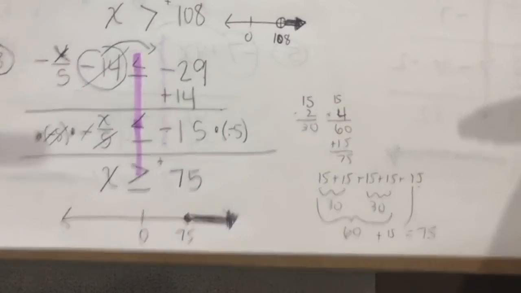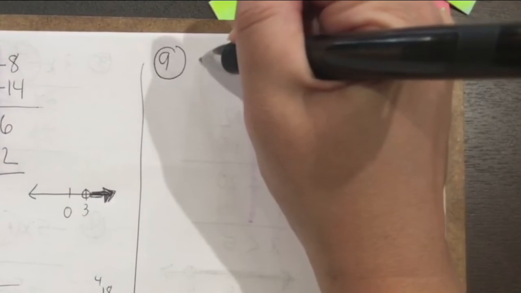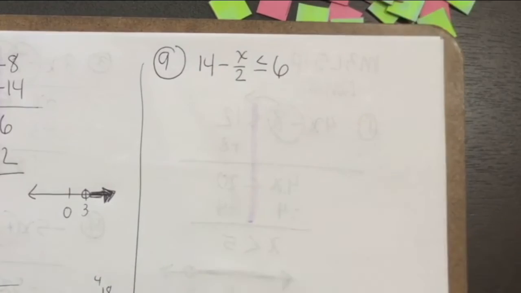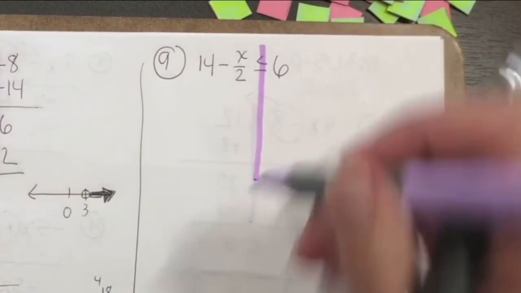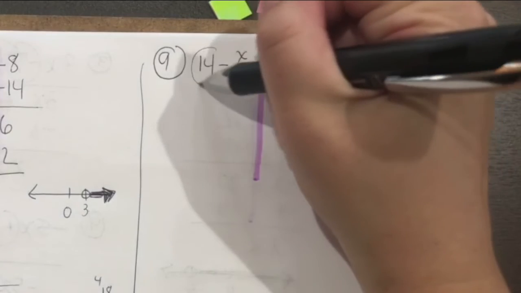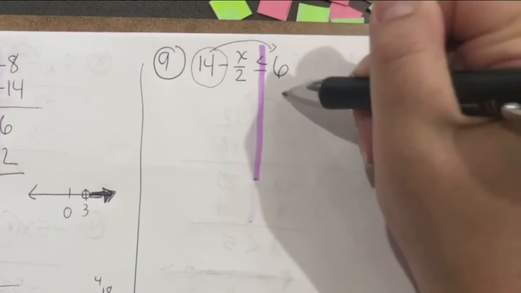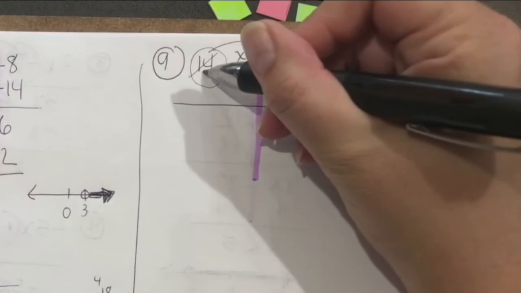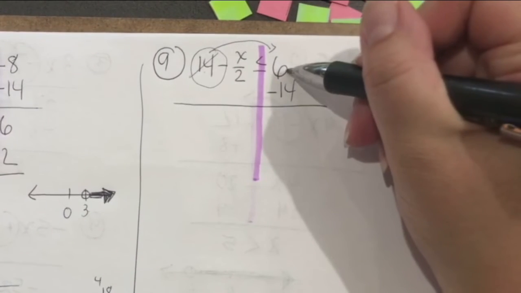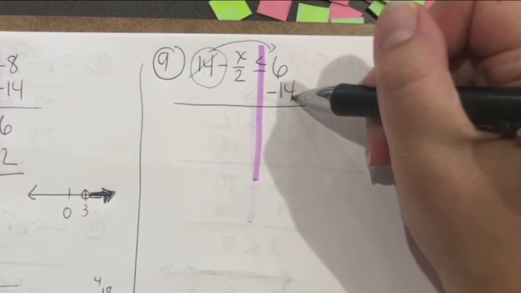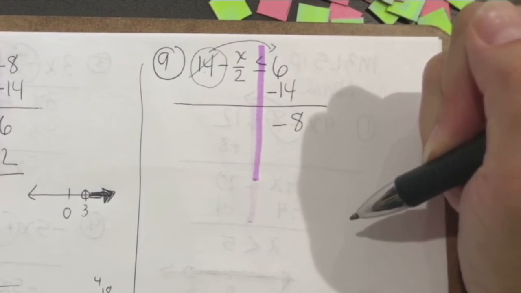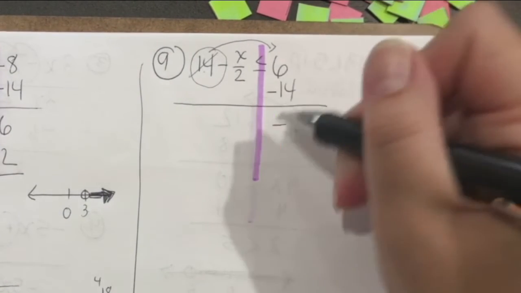All right, let's do number 9. 14 minus x over 2 is less than or equal to 6. So let's take that 14, flip it to the other side. We'll have negative 14 because it was positive, so now it became negative. 6 and negative 14 will leave me with negative 8. The inequality sign stayed the same.